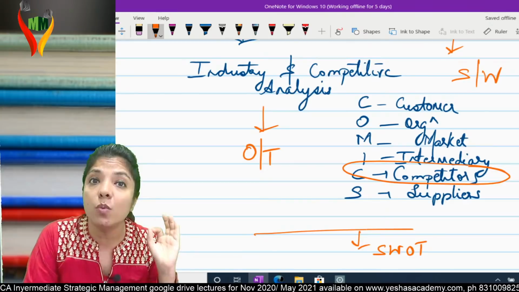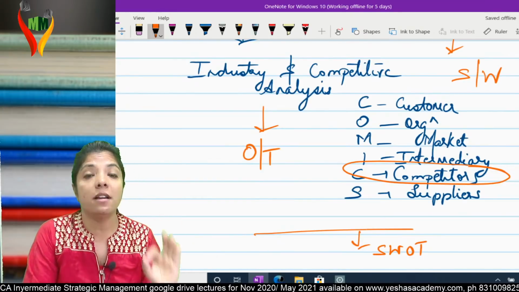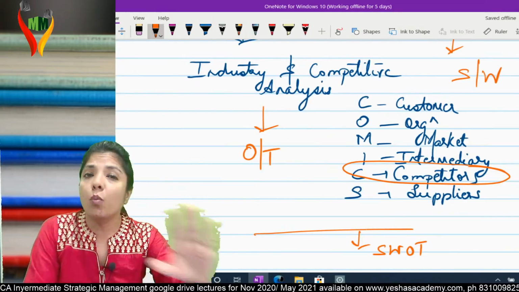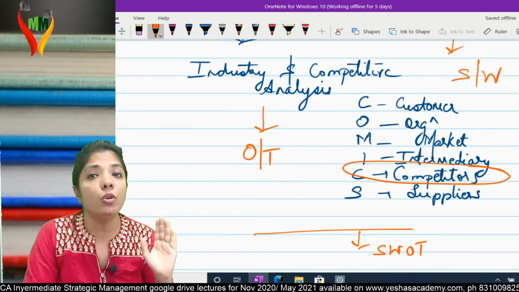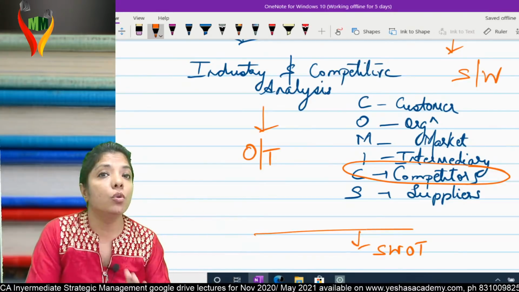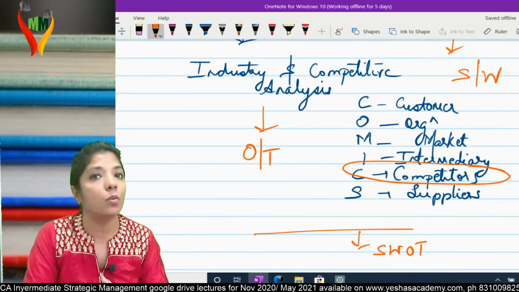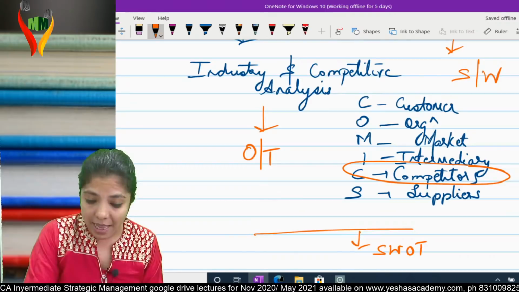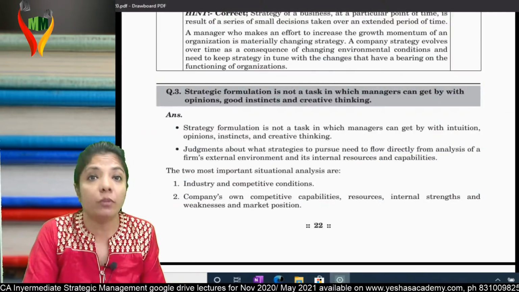SWOT will help me to formulate a sound strategy. Without knowing your strength, without knowing your weakness, without knowing external opportunities and threats, you can never formulate a sound strategy. Am I very clear?